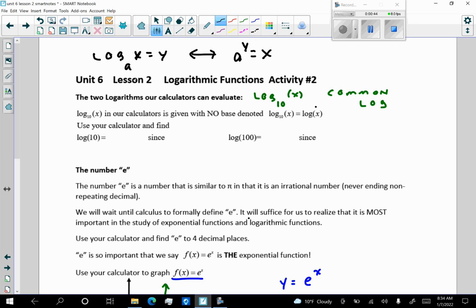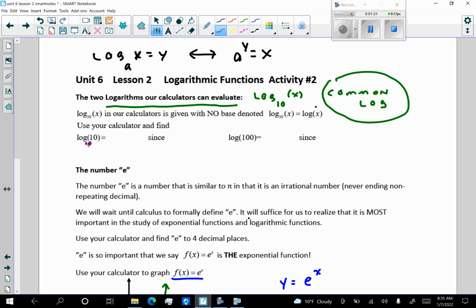Today we're going to look at two logarithms that our graphing calculator, in fact any scientific calculator, will be able to evaluate. The first one is log base 10 of x. This is called our common logarithm. If you go to the graphing calculator, you will see a button that says just log. It doesn't really have a base, but the base of that log in your calculator is 10. So the base here that you don't see is 10.